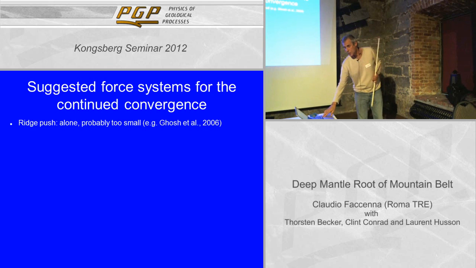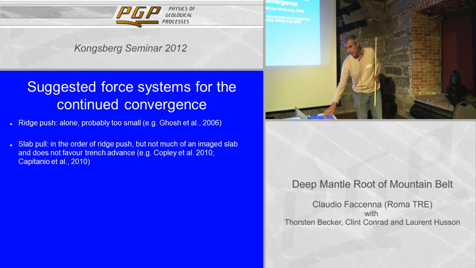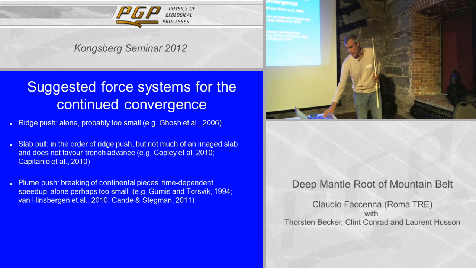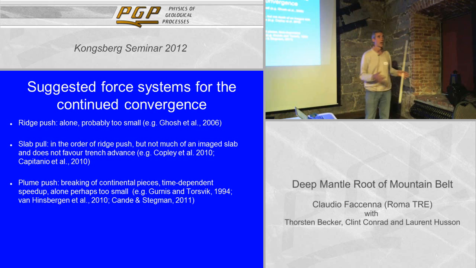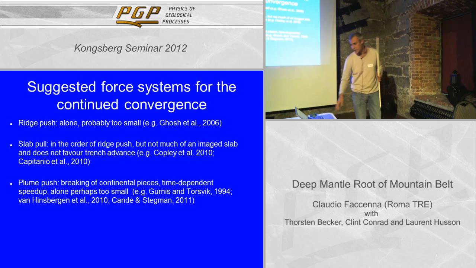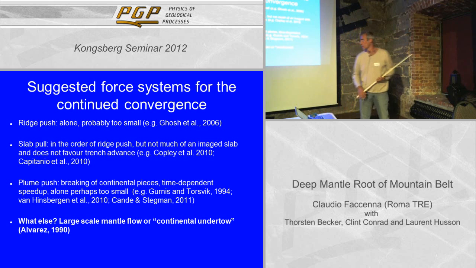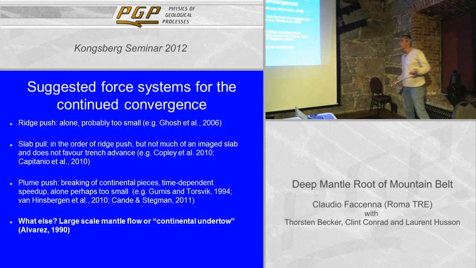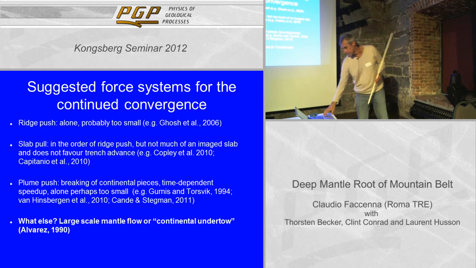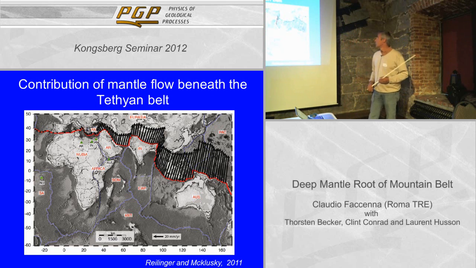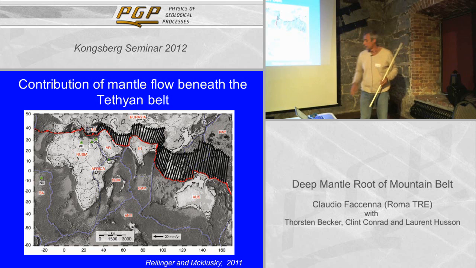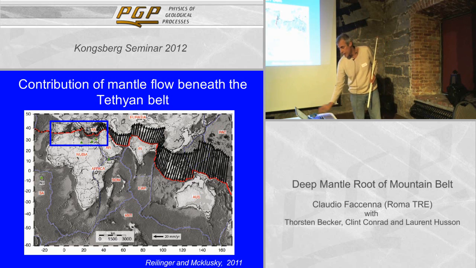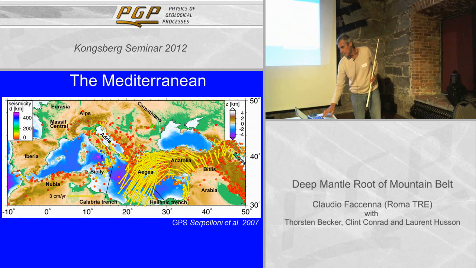So, ridge push probably is not enough. Slab pull not enough. Plume push, yes, but only at the time you have this peak in velocity. So whatever else, we may think that large-scale mantle flow or continental underthrow can be an effect, and we start. I will try to show you how it can work in this system, looking first in the Mediterranean area, and then going more in detail into the entire Tethyan system.